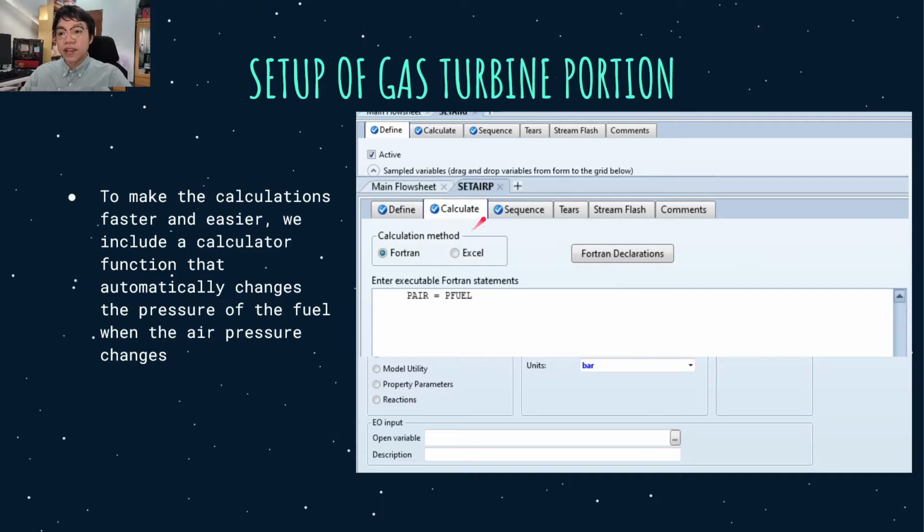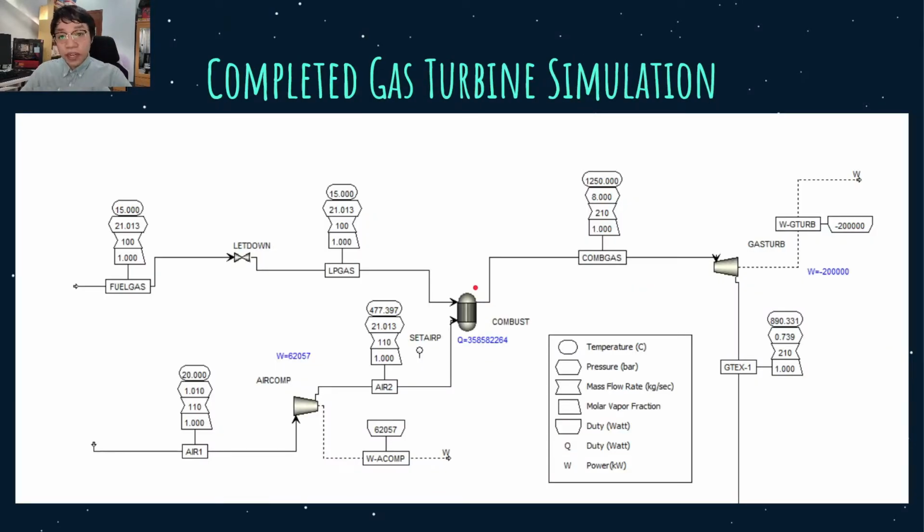Finally, at the Calculate tab, we're going to enter the formula that we're going to use for the automation of our simulation. For this case, P air would be equal to P fuel. Now that we've completed it, we can run the first portion of our simulation. So by running our gas turbine cycle, we're going to get this portion of the slide. So in general, the parameters that we've entered would be displayed by Aspen Plus here.